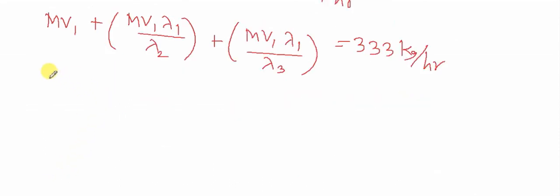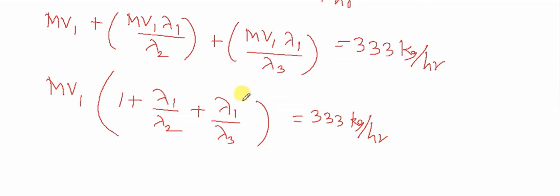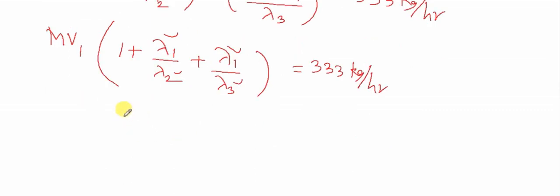Okay, so when I take this mv1 common, what will we get here? I will get 1 plus lambda 1 by lambda 2 plus lambda 1 by lambda 3, that is equal to 333 kg per hour. Now I know the values of lambda 1, lambda 2, lambda 3. So here the only unknown is mv1, and from this you will get the value of mv1.